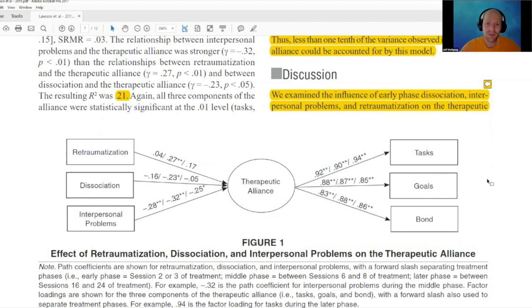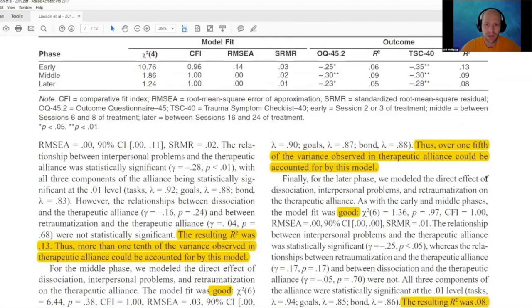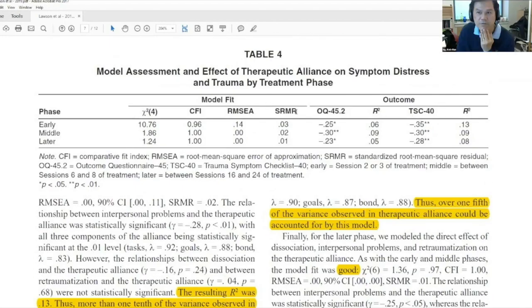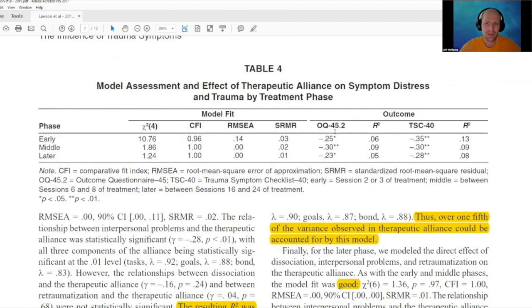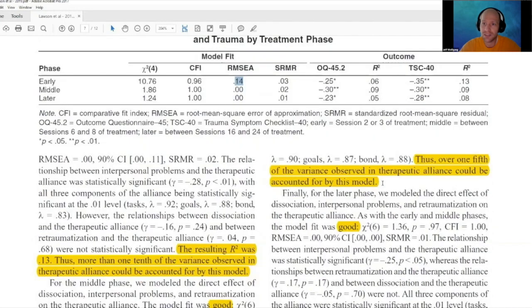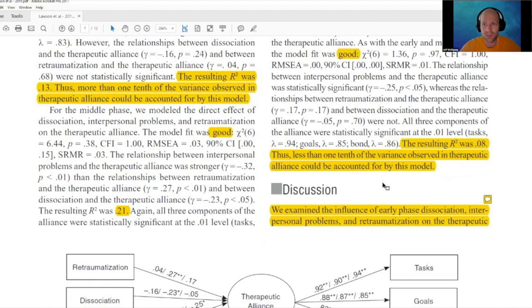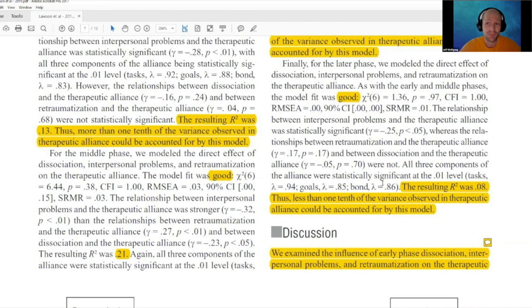If you look at Table 4, page 35, and you look at early phase, the RMSEA is 0.14. That's actually a violation of the cutoff score. And if you go up to page 34, they say for early phase, the direct effect of dissociation, interpersonal problems, and re-traumatization was a good fit. And then if you look at the RMSEA, they say 0.00, which is really the middle and later phase. So they oopsed.